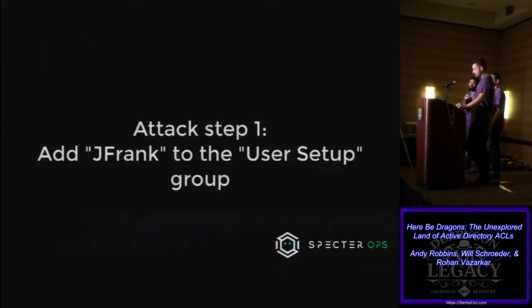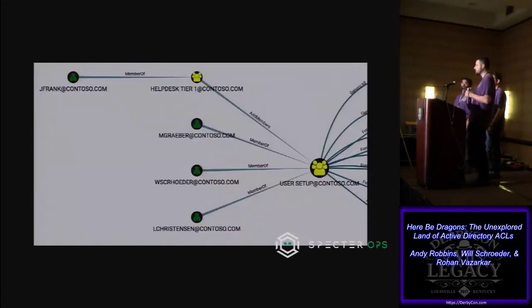Okay. So now we want to do a targeted Kerberoasting attack. So we need to add Jay Frank to that user setup group. That's going to give us that privilege to edit the properties on the Jay Atkinson user object.